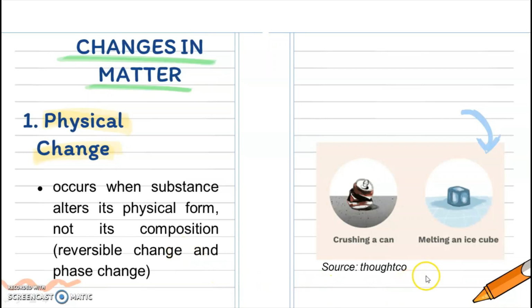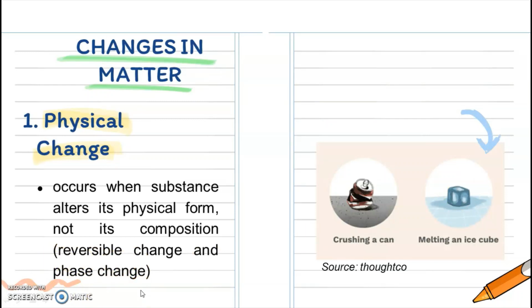Another example is melting an ice cube. Basically, si ice cube is just solid water. And kapag nagmelt siya, magiging liquid water siya. So, ang nagbago lang is yung kanyang state or phase. And yun yung tinatawag nating phase change.